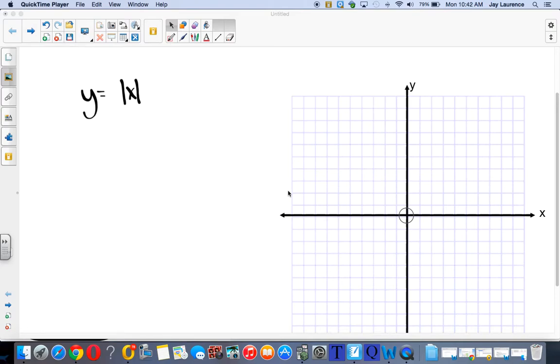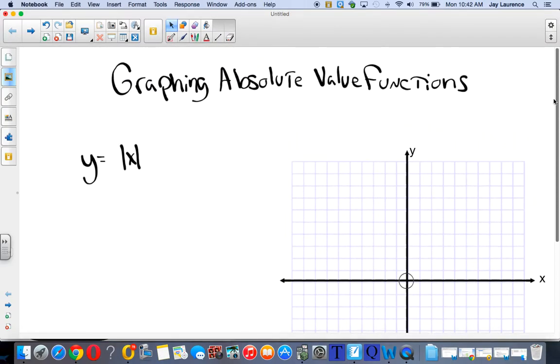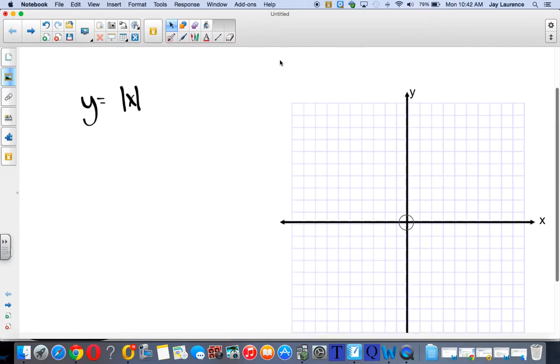Hello, algebra students. Mr. Lawrence here, and today we're going to be graphing a slightly different type of linear function. It's actually not a linear function, but it's similar to it. It's going to be graphing absolute value functions. So y equals absolute value of x.